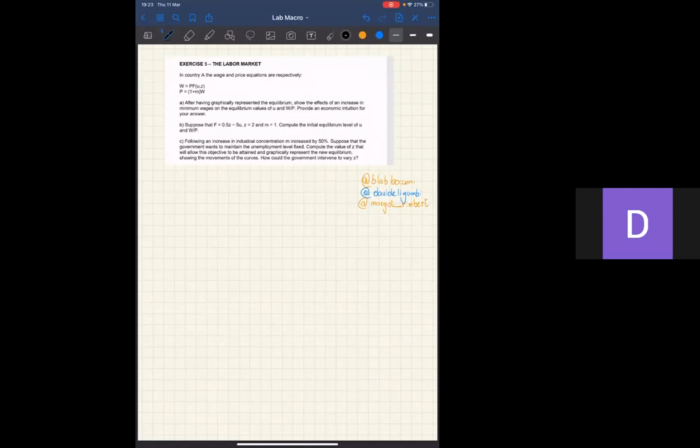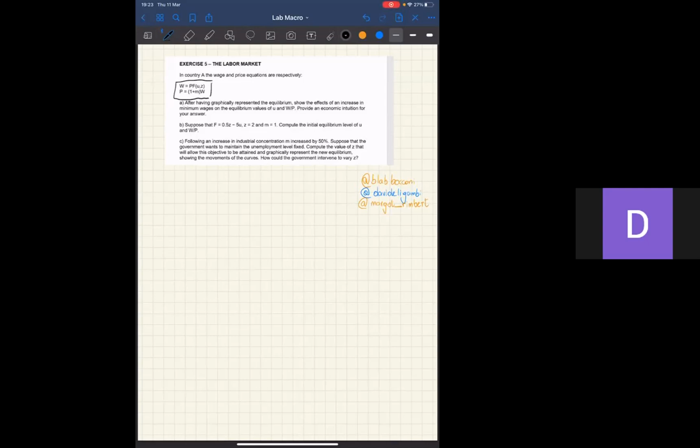This one is about the labor market, and I think it's one of the hardest ones that we'll deal with today. Even though it's fairly simple in general, it's a bit cumbersome for the computations and also the intuitions, because I've always found that the labor market is, at least at first, a bit unintuitive to grasp. So we have our two usual price setting and wage setting equations.